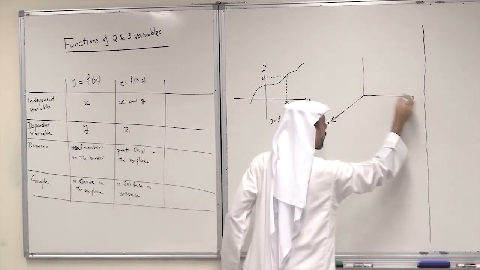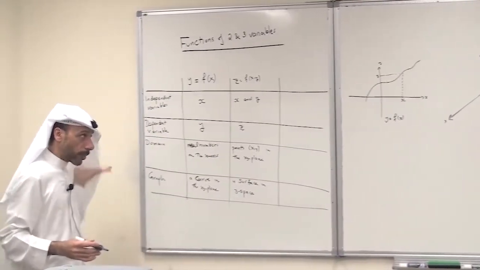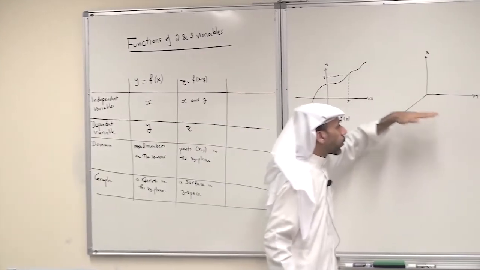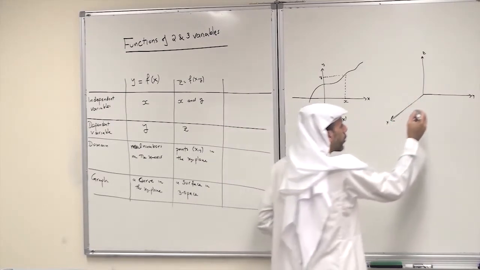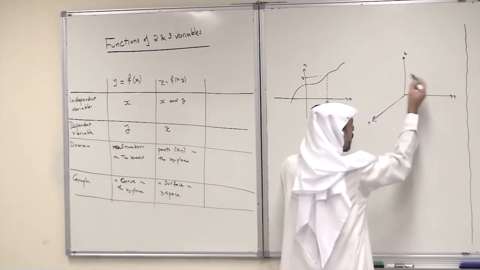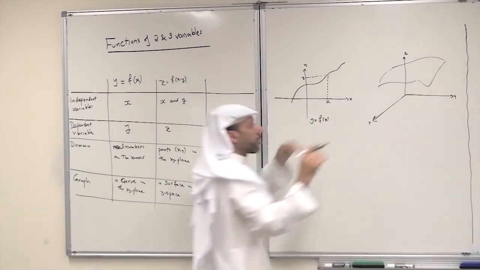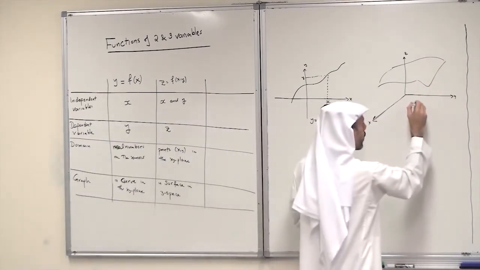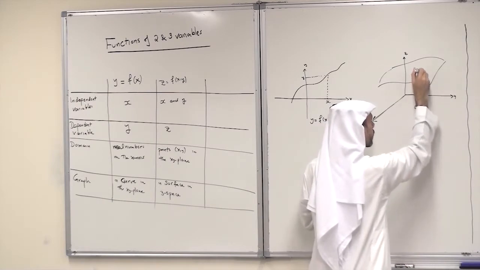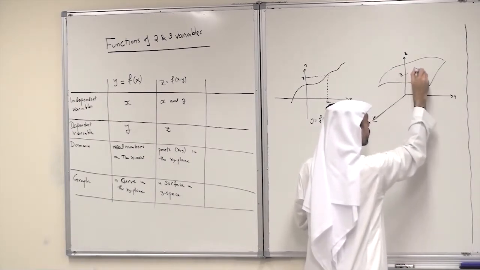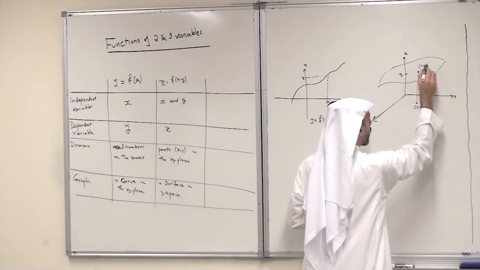This is x, and this is y, and this is z. So the points for the domain will be points in the xy plane, in the floor, and the corresponding values for z, for the range, will be along the z axis. So if you take a point here, the general graph will be a surface, a general surface. And if you take a point x, y in the xy plane in the domain, the corresponding value for z, this is the height z. So this is the point, and you will get the point x, y, z.